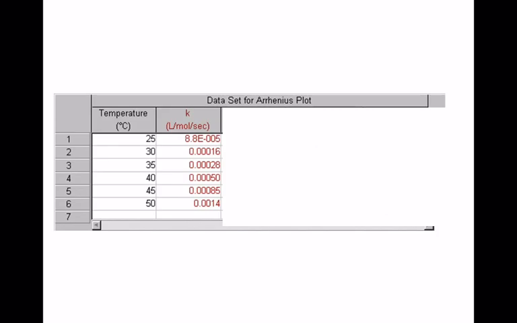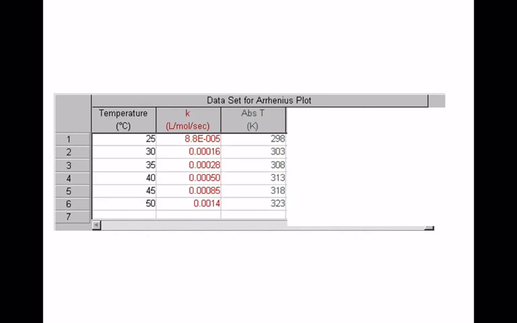So here we go. Screenshots of the spreadsheet software. This is our raw data, our temperature versus our k. We know the units of k given the overall reaction order is second. Student: What is the 8.8 E? Oh, that's just scientific notation. In that case, the coefficient was 8.8 times 10 to the negative fifth. You're welcome.